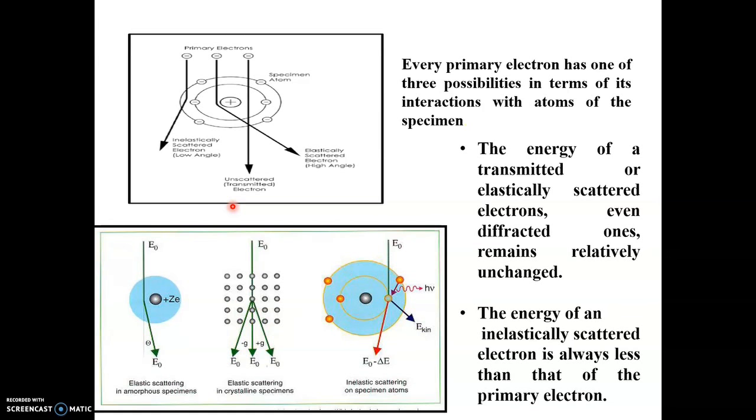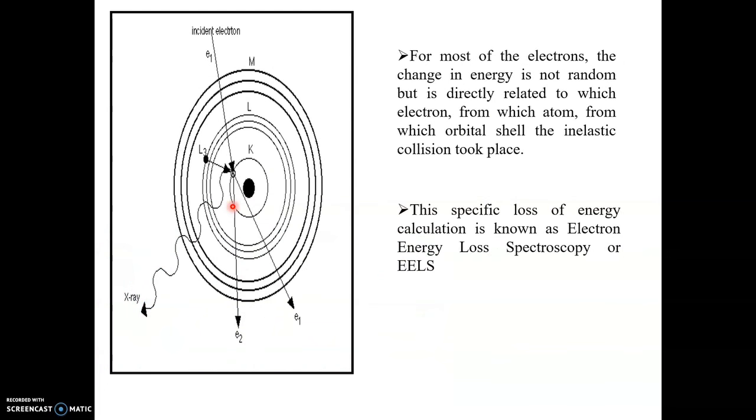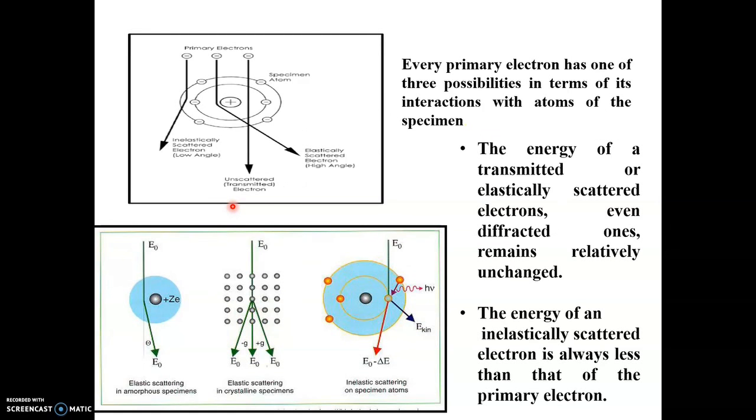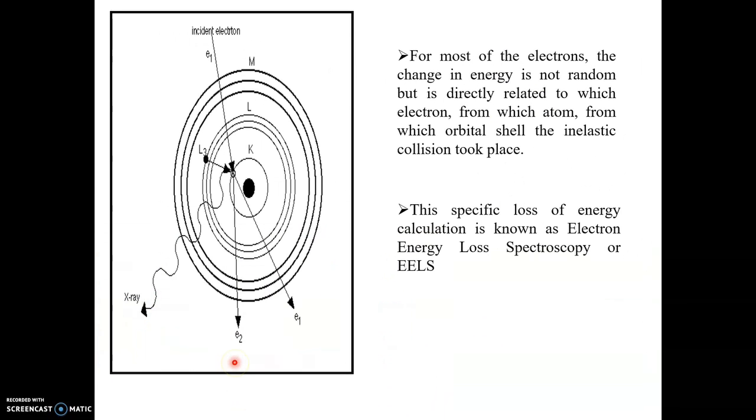So this is how the spectrum will be formed, that is the elastic peak. When the electron strikes the atom, that is exactly at the atom or near to the atom, it may cause elastic scattering, so it gives a single elastic peak.